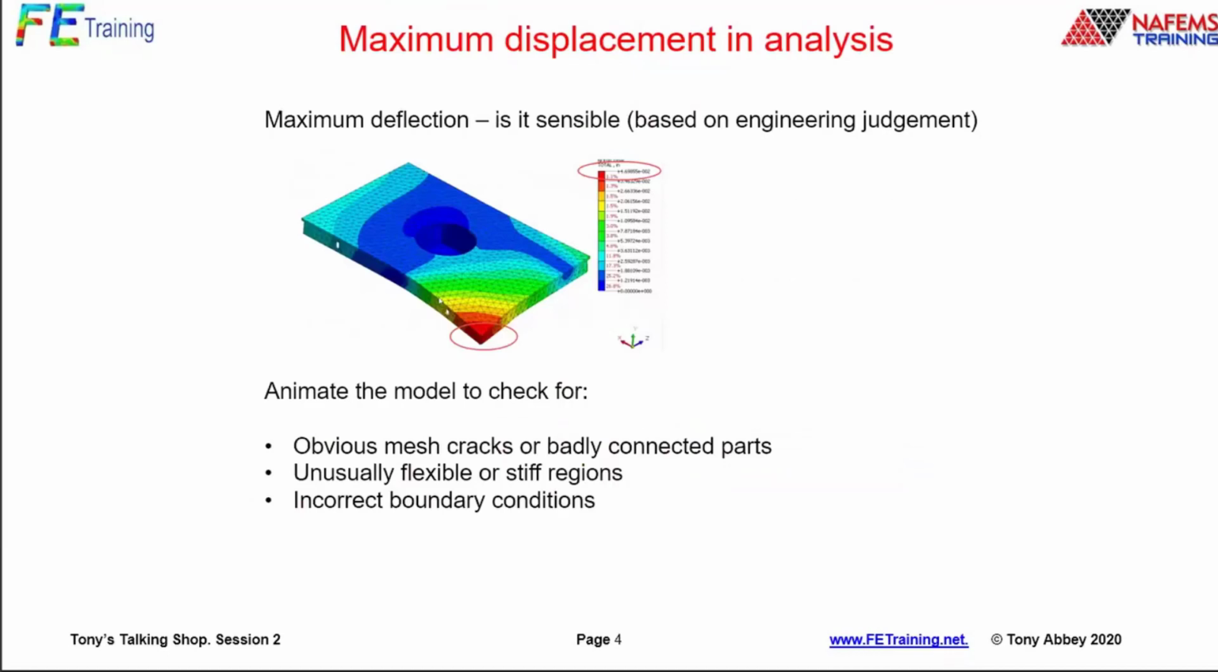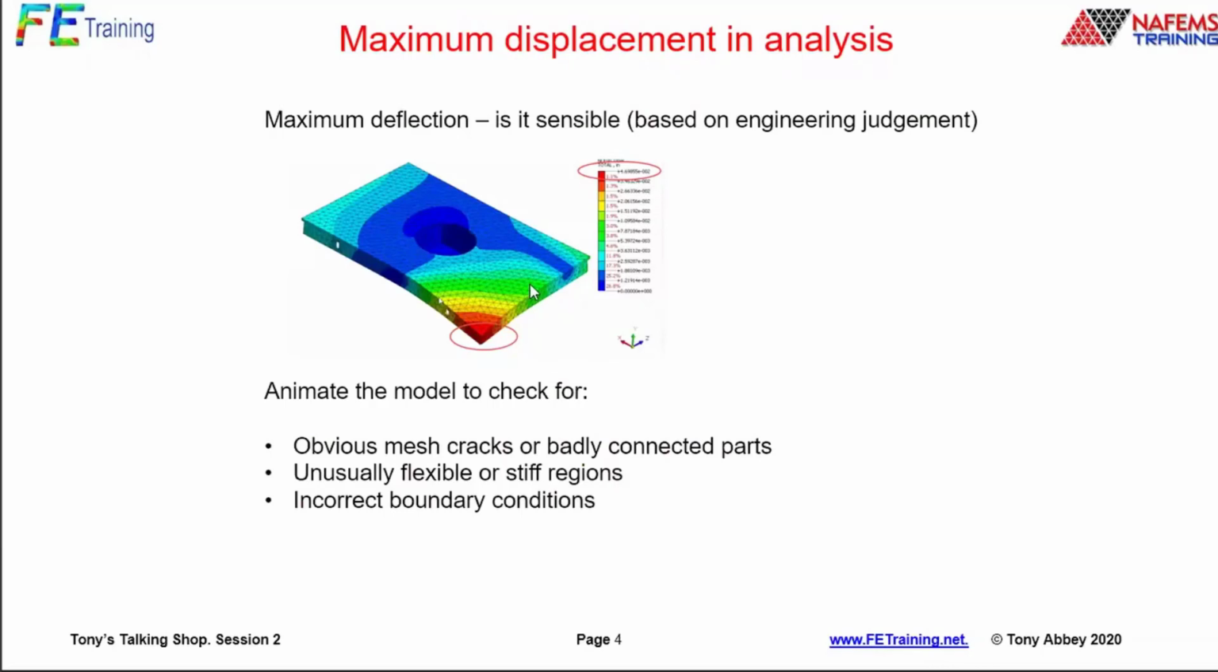So the first one we're going to look at then is displacements, maximum displacement analysis. Is it sensible based on engineering judgment? Now, is it sensible? We can actually look for the maximum value. Sometimes it's like a data probe. Maybe we'll see it on a color contour plot, deflections.